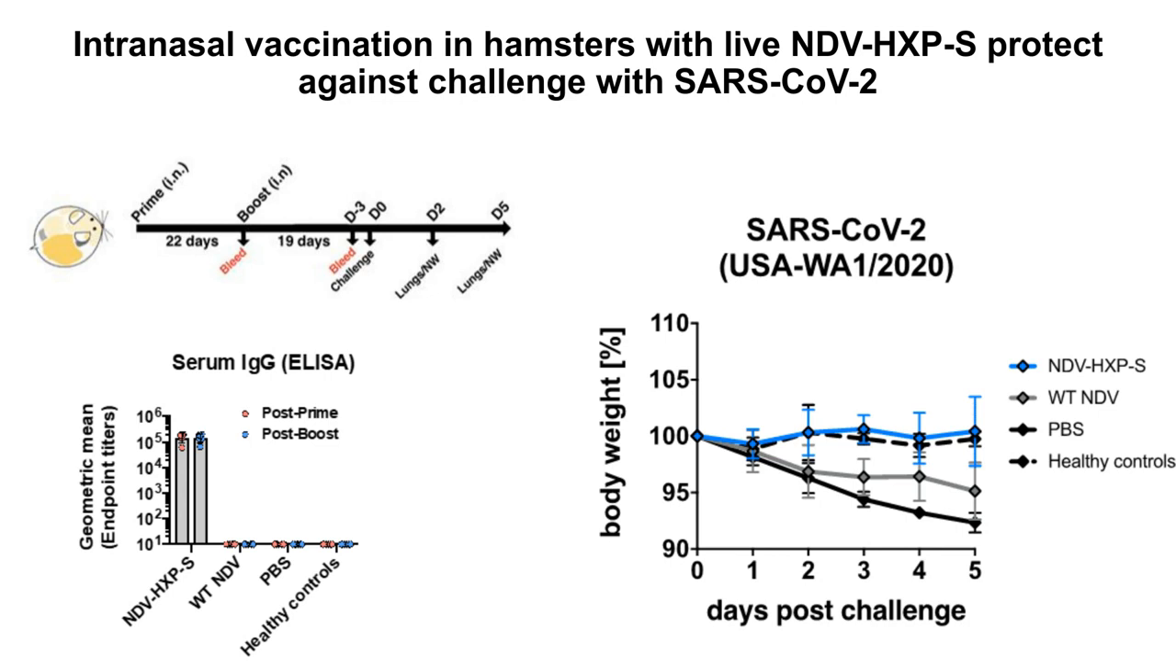And then if we do intranasal administration in hamsters, we also get very good responses. We get very high levels of antibodies in sera, and the animals don't lose any weight when they are being challenged with SARS-CoV-2 virus. So it works both intramuscularly and intranasally.